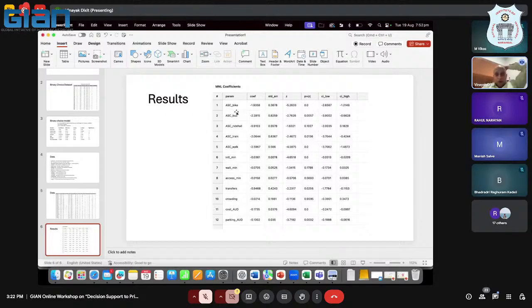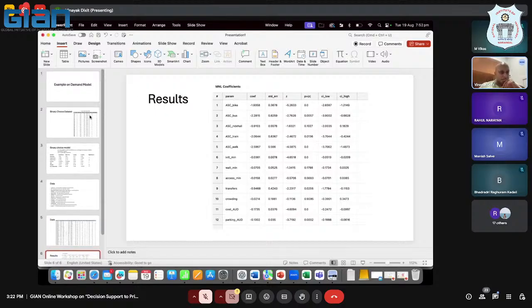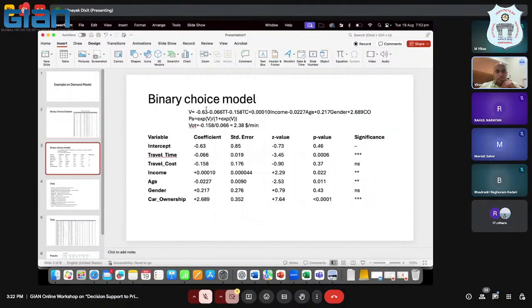Let me explain to you now what these results look like. What is ASC underscore bike? ASC stands for attribute specific constant. Remember, when we were doing the utility function, if we go back here, we had a constant, right? This 0.63 was a constant.